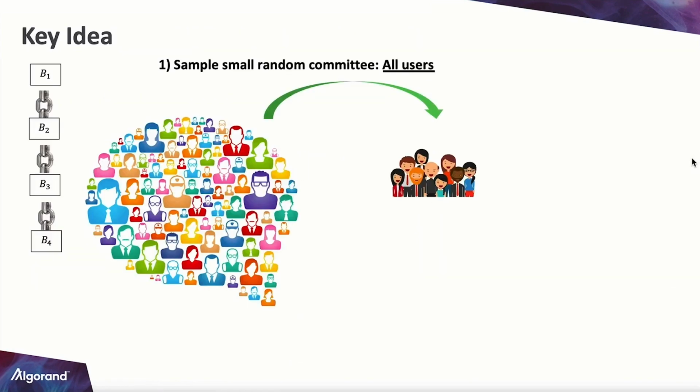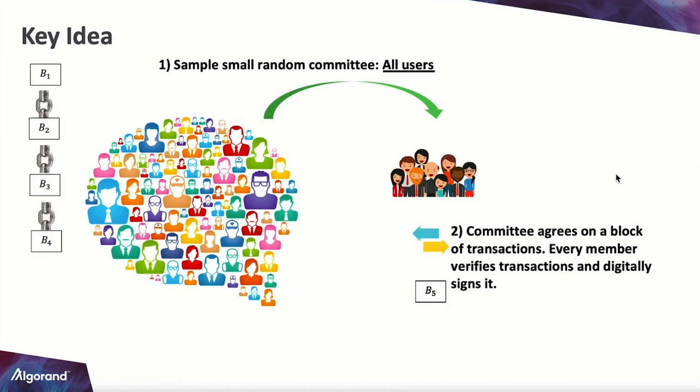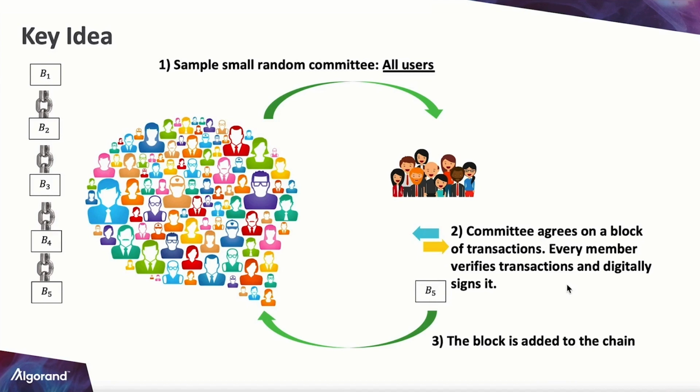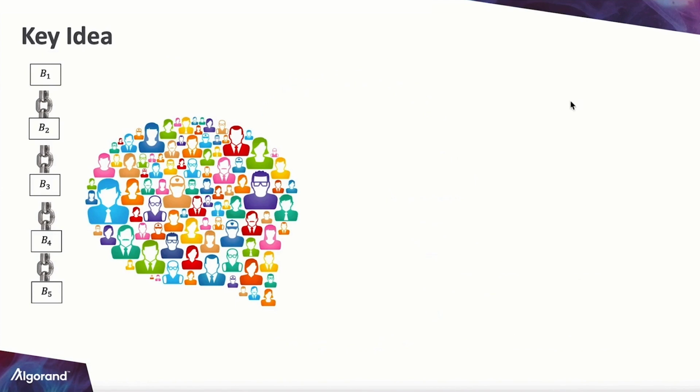So this is the key idea behind it. A small random number of committee members are used, and then at that point the committee agrees on a block of transactions, and every member verifies the transactions and digitally signs it. So this part of the process also includes verifying that the funds are there, right, in the sending account, that they're not double spending and that sort of thing. So that's what goes into the voting process, and then the vote is added to the chain. And then you rinse and repeat.